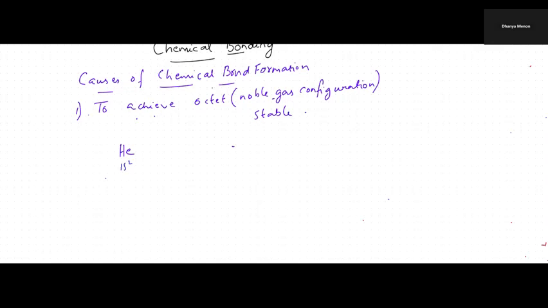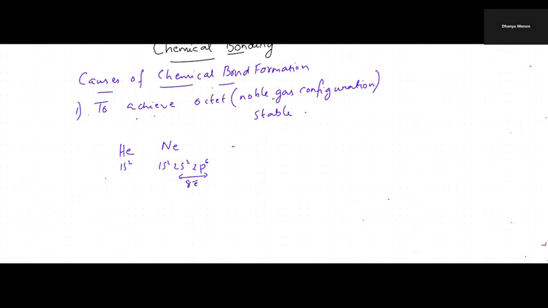S orbital, the capacity is 2, it has achieved that. Except helium, all other noble gases have 8 electrons in the outermost shell. For example, neon. Atomic number is 10. 1s2, 2s2, 2p6. So here it is 8 electrons, right?